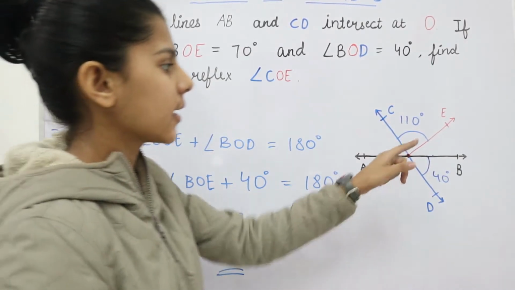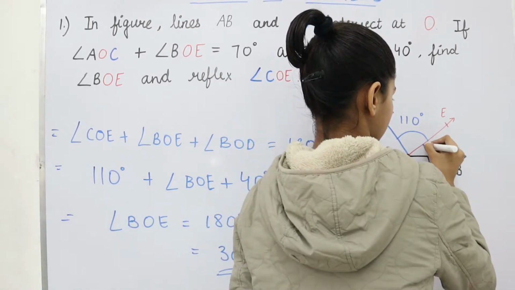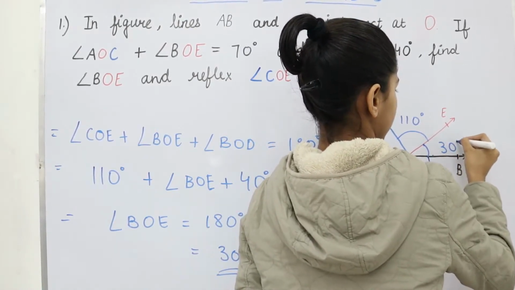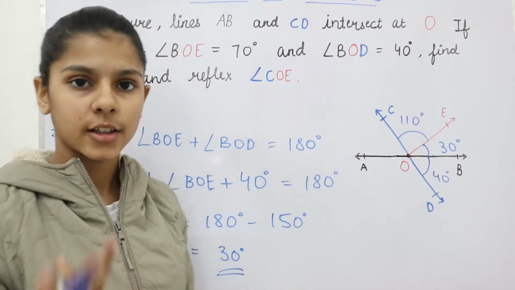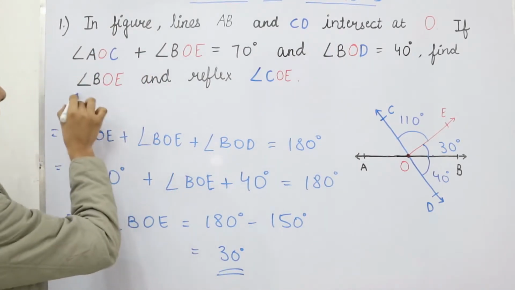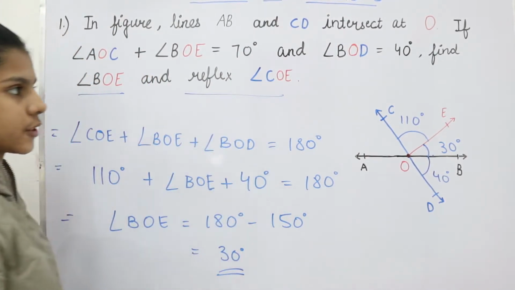So this angle is 30 degrees. This one is 30 degrees. We have calculated it. And this was only asked in the question: angle BOE and the reflex of COE.